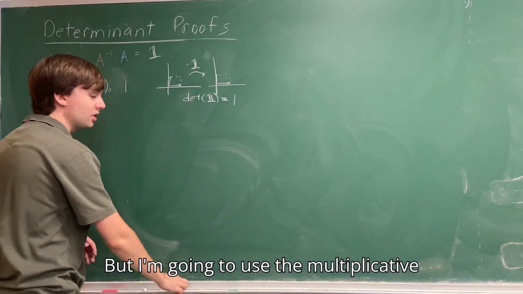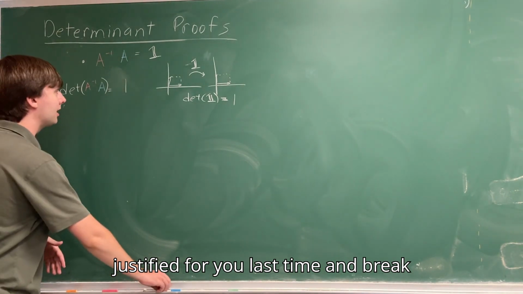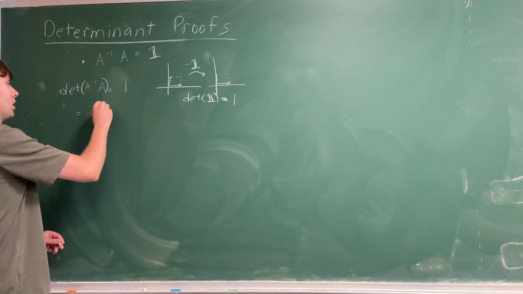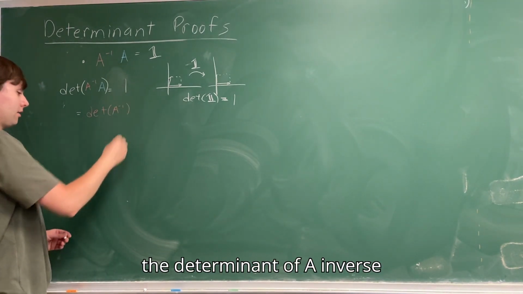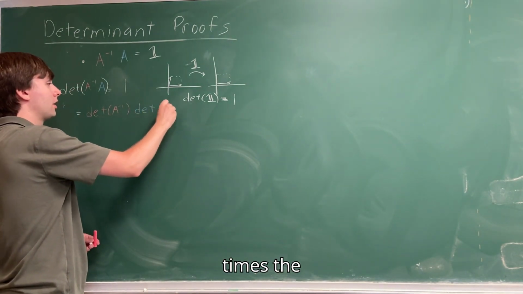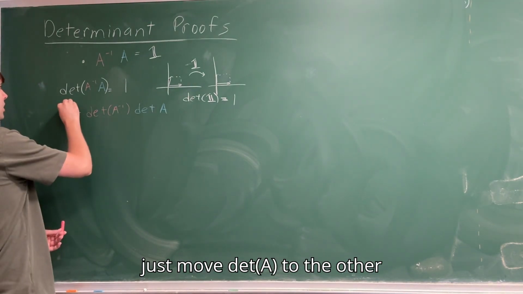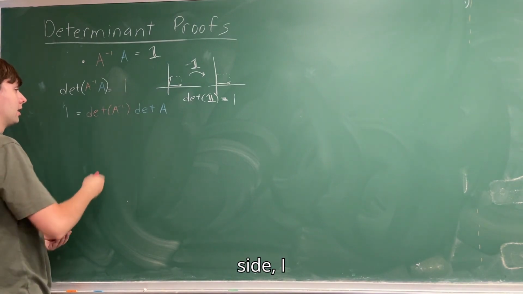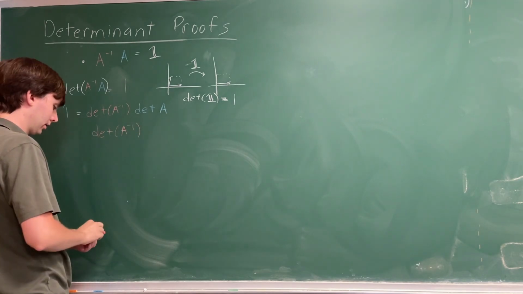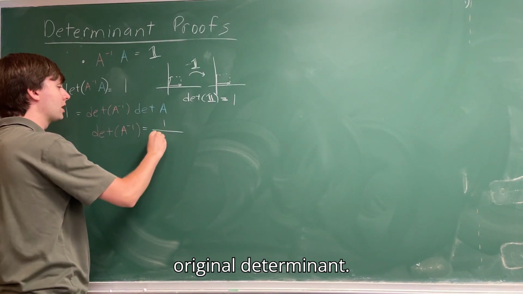But I'm going to use the multiplicative property of the determinant that I justified for you last time and break this farther down into the determinant of A inverse times the determinant of A. And if I just move det A to the other side, I know that the determinant of the inverse is 1 over the original determinant.